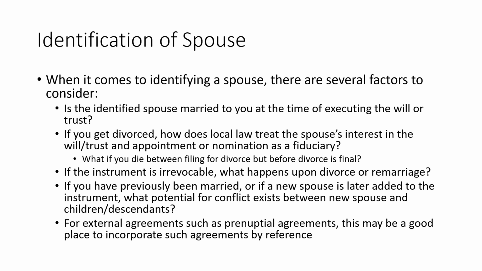Another issue is what happens if you've previously been married? If you have a new spouse later added to the instrument, what potential for conflict might exist between the new spouse and children or descendants, whether of a prior marriage or the current marriage or whatever the case might be? Now, there's all sorts of ways you can look at that, and one recent concept that's been baked into a lot of irrevocable trusts is the concept of a floating spouse, in that the definition of spouse just refers to whoever you might be married to at the time, and that could raise all sorts of conflict too, so you need to address that.